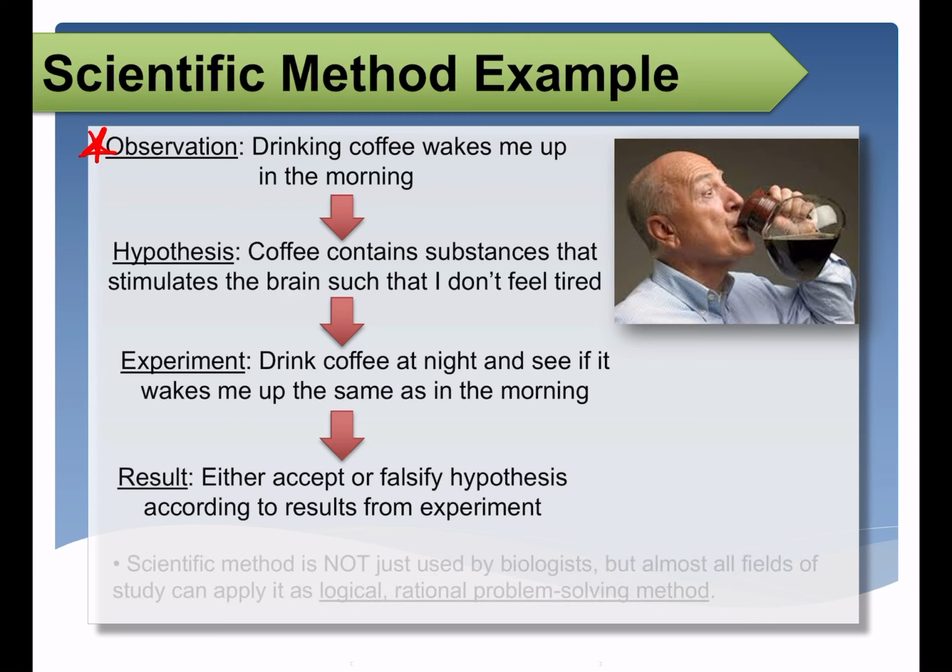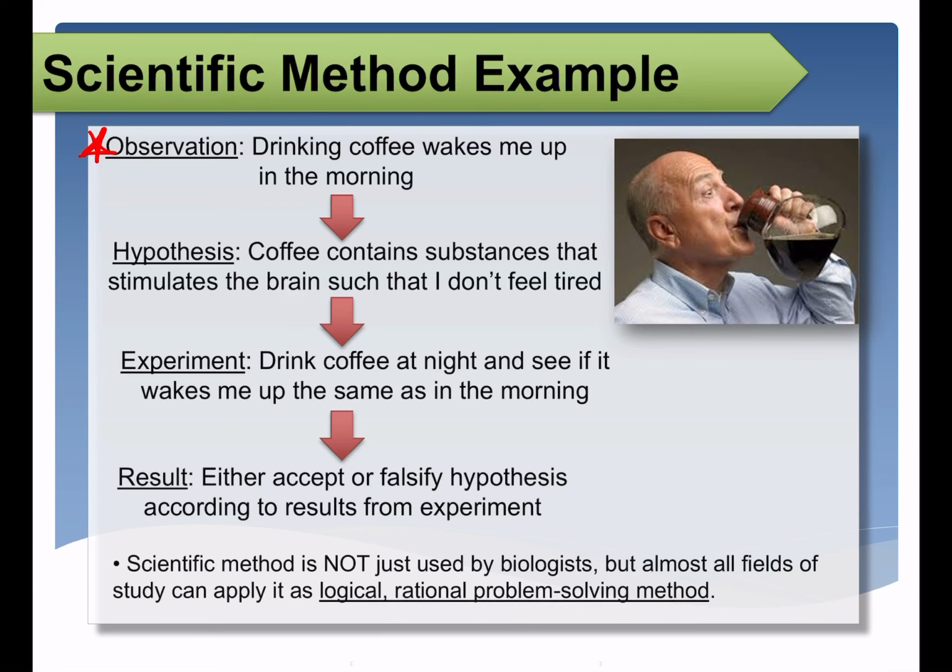Okay. So this type of scientific method model is not only used by biologists, but almost all fields of study can apply it as a logical, rational, problem-solving method. You always go from observation of some sort, formulating a hypothesis, designing experiments, and then collecting results to either confirm your hypothesis or reject it. And if it's a rejection, you just come back up here and start all over again with another newly formulated hypothesis.